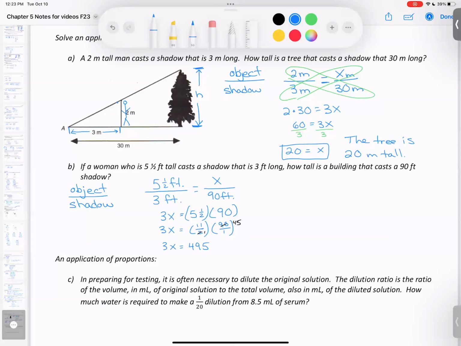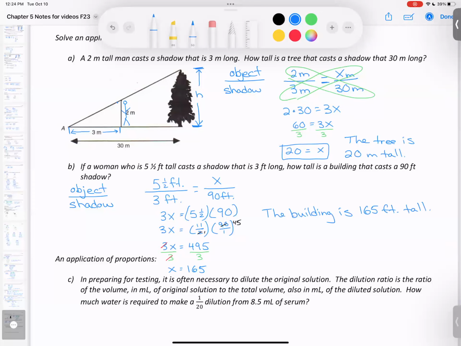So we get 495. Now we want to know what a single x is. So to isolate my x, I'm going to divide both sides by 3. And on the left, they just cancel out, and I'm left with x equals 495 divided by 3, which gives me 165. So that means the building is 165 feet tall.